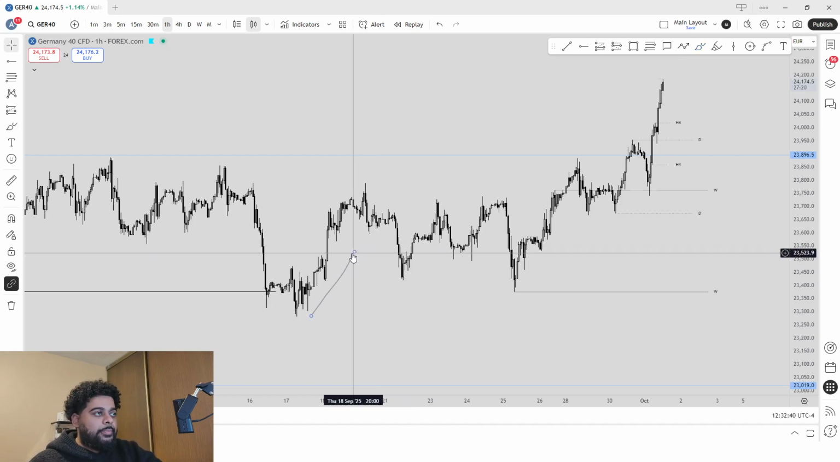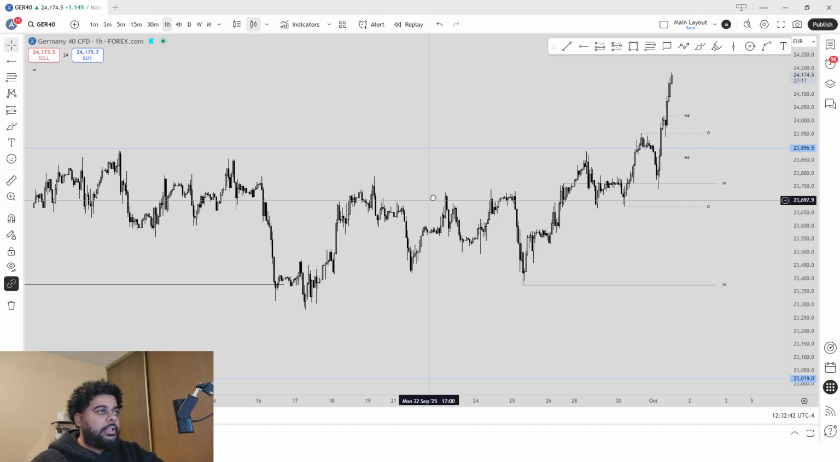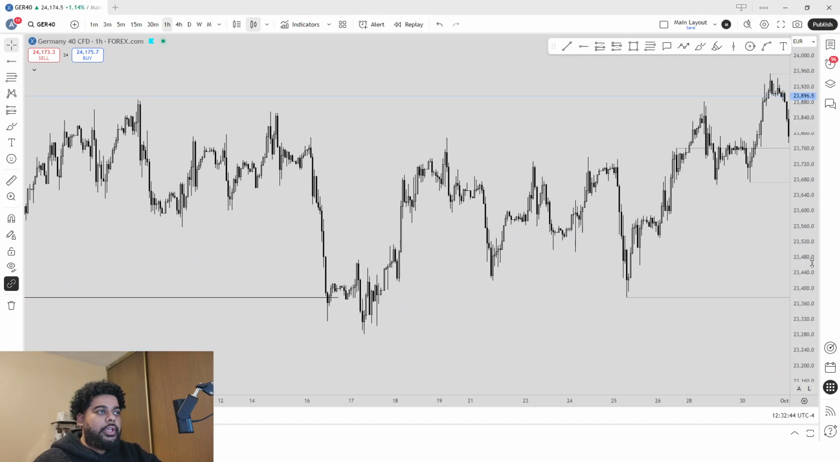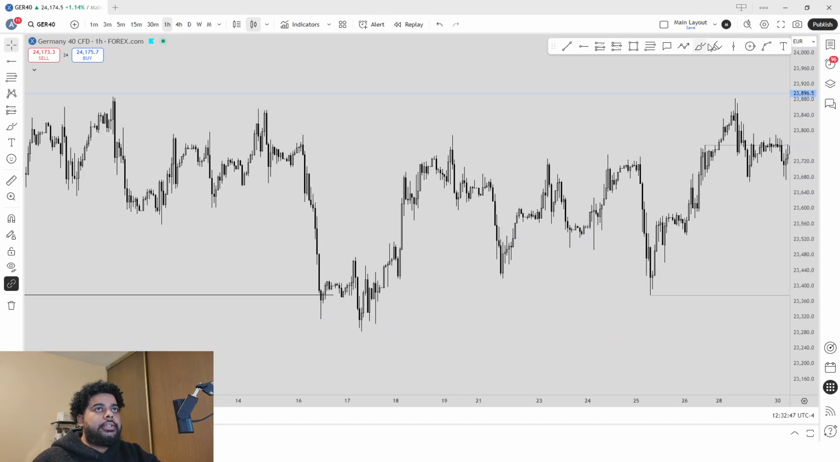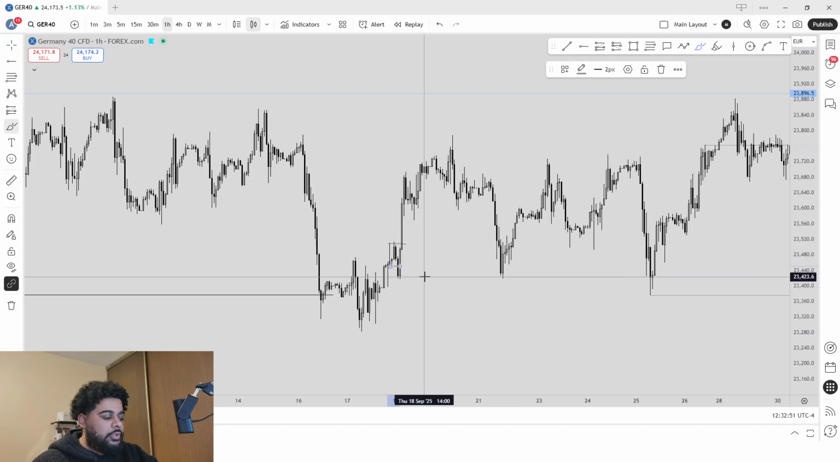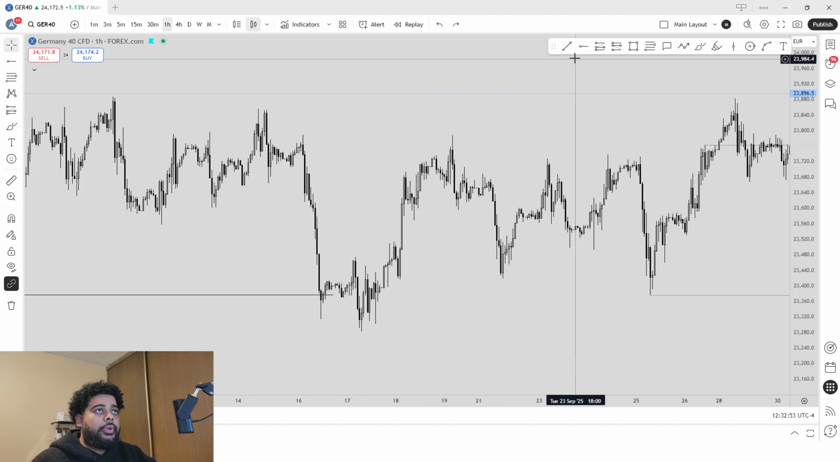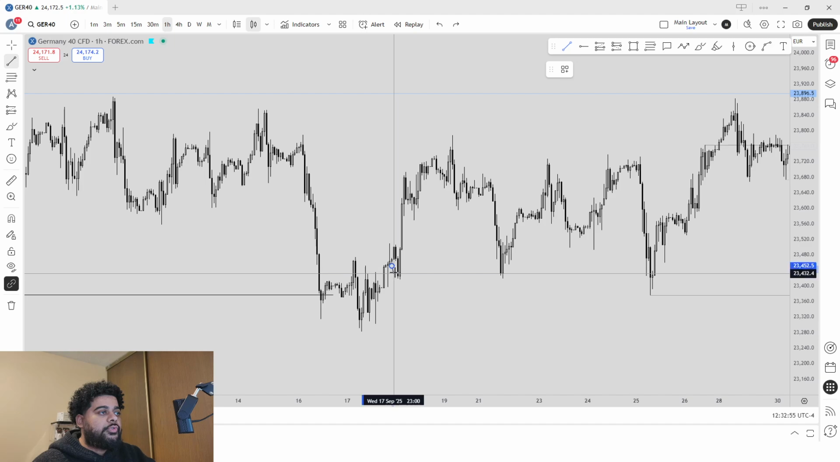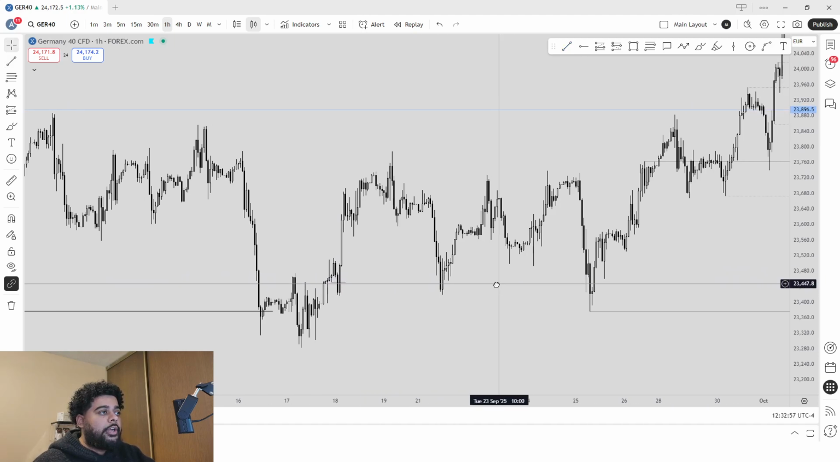Now before we talk about the internal structures, quickly let's look at this area right here. So I saw this right here, we took out the high, then we took out the low. So essentially it's a liquidity block. So I understand we could get some reactions from here and possibly have the move from here.